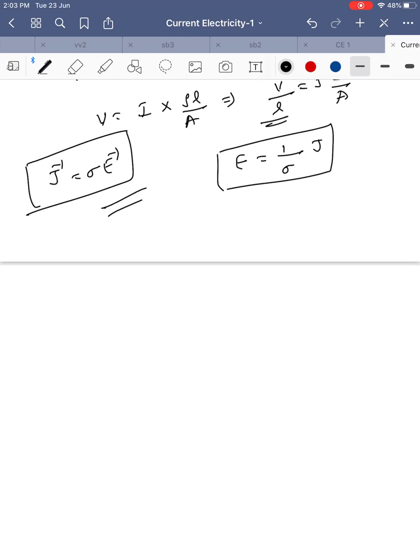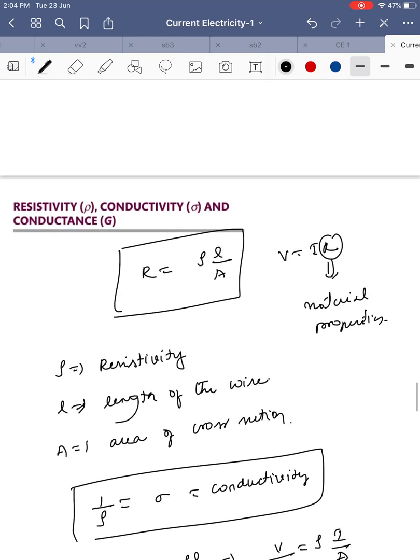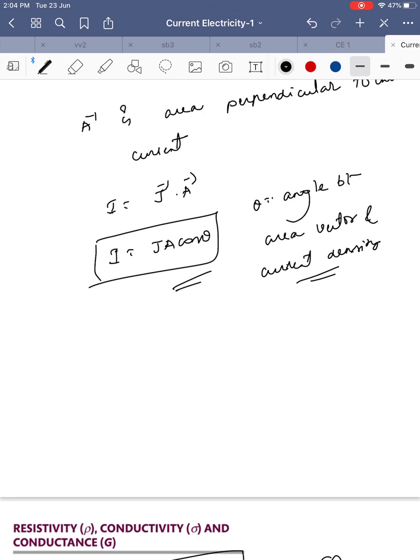And there is something called conductance. Conductance is equal to 1 by resistance. This is said to be G. The resistance units: R is equal to V by I, so the units are volt per ampere. This is also said to be an ohm.